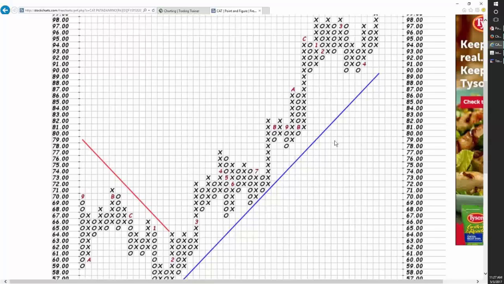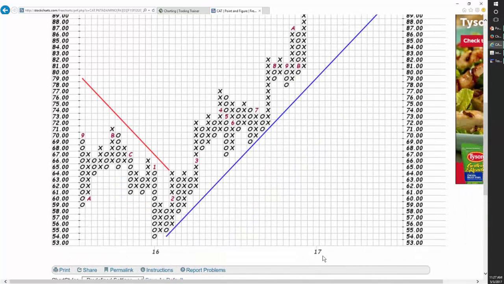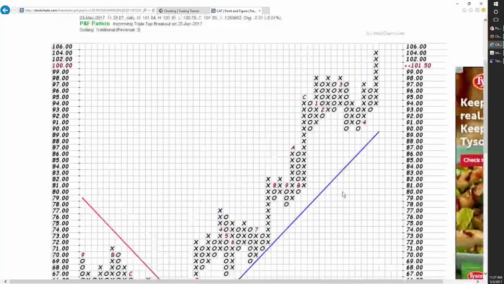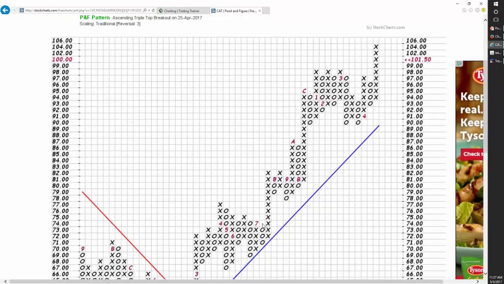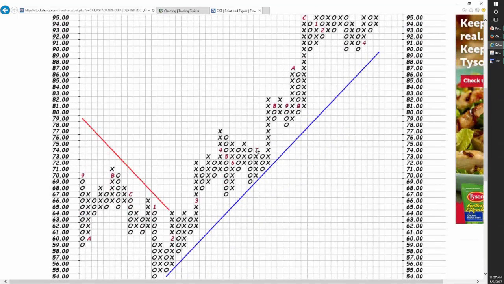So you can see here on Caterpillar, they actually do put in reference for us the dates. Here's when 2016 started, here's where 2017 started. And they even put in the months. So the 4 is when April began, the 3 is when March began, 2 is February, 1 is January. C, of course, was December, B was November, A was October, 9 was September, 8 was August, 7 was July.